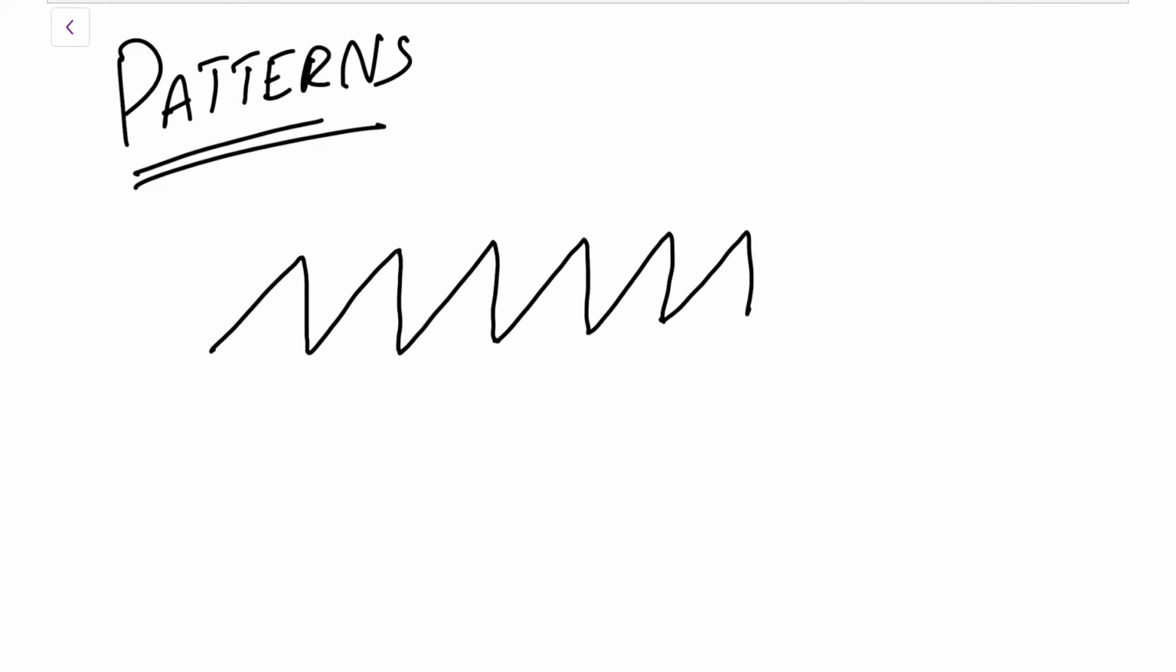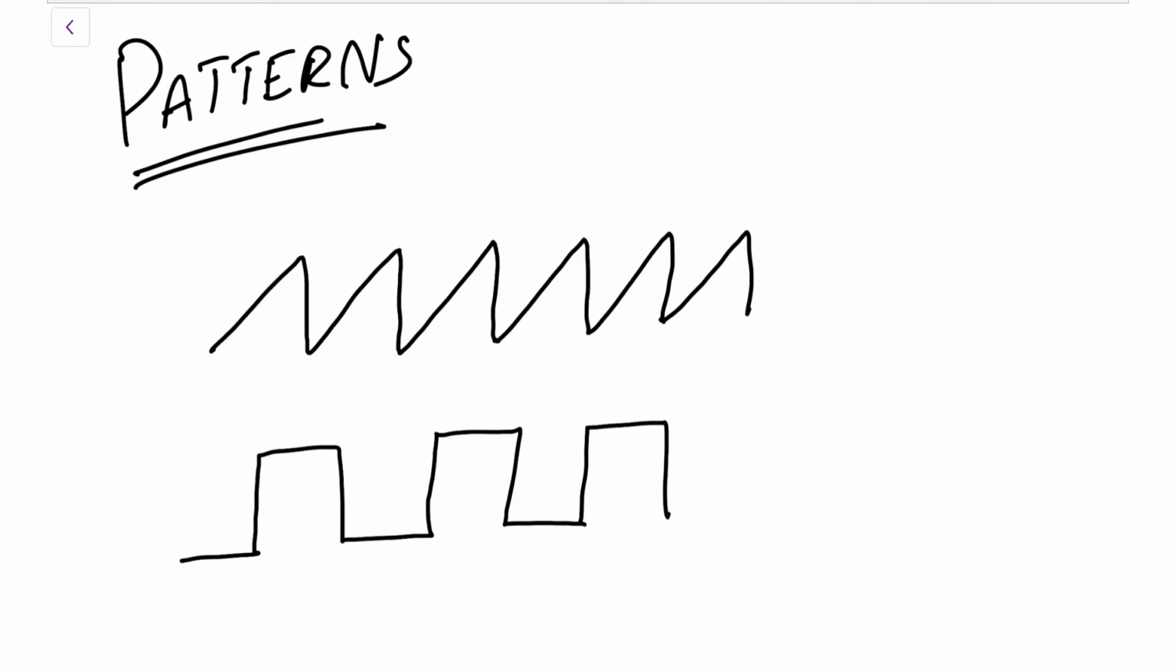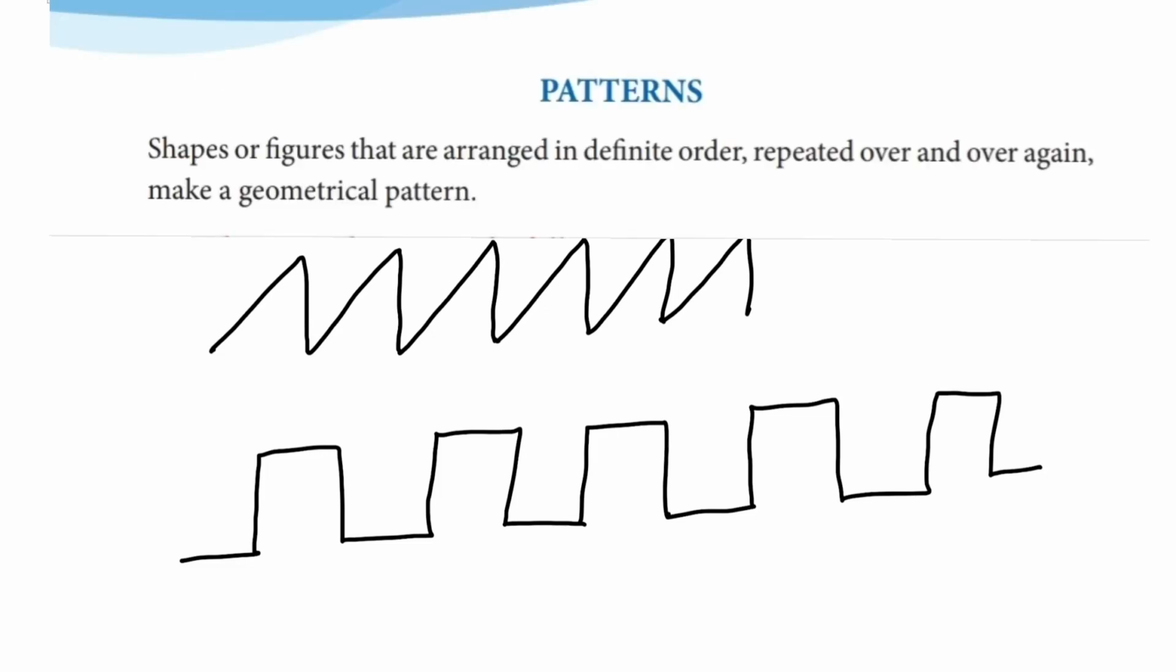This is a pattern. It can be any shape, but it is arranged in a definite order and it is repeated over and over again. Let's have a look at this. Can you have a look at the pattern? If I ask you to continue the pattern, what will it be? This way. This is your pattern. It goes on. Like that, any shape or figure that is arranged in a definite order, repeated over and over again, forms a pattern.